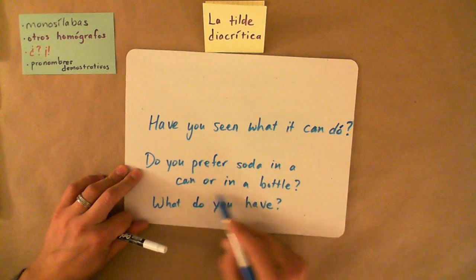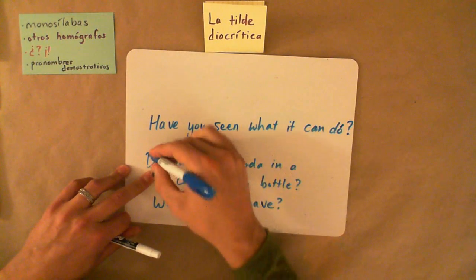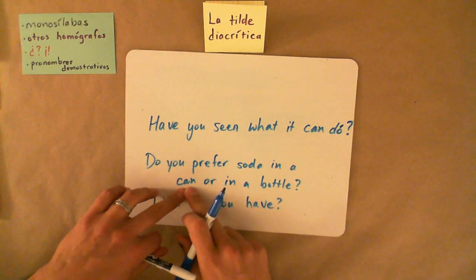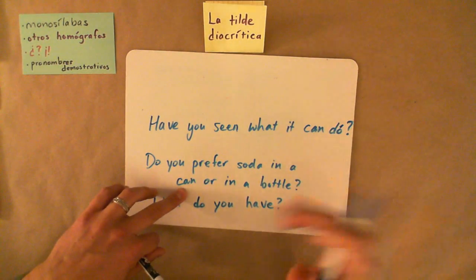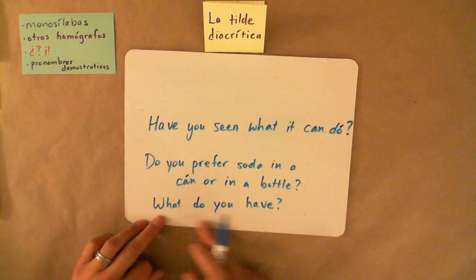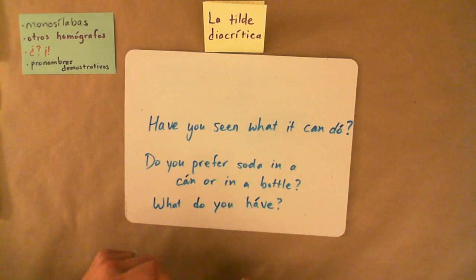Do you prefer soda in a can or in a bottle? Here's the word do again, but this is a different usage. So that would be without the tilde. And can, the can, an actual physical object, would have the accent mark. And what do you have here? Have is the main verb, so that would have an accent mark.